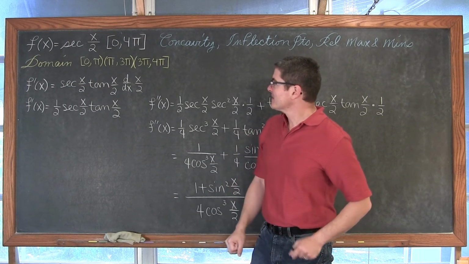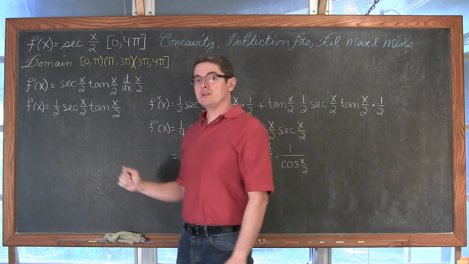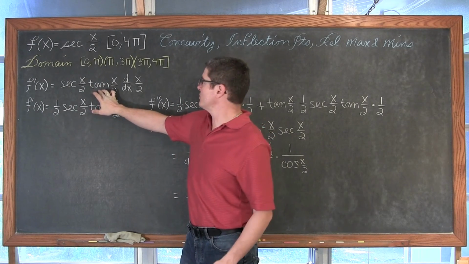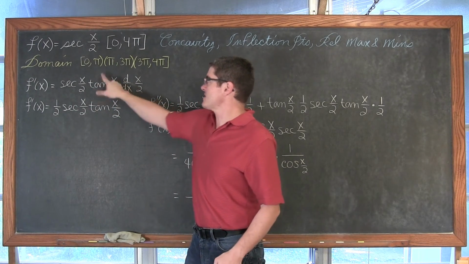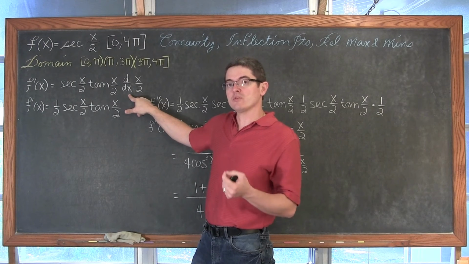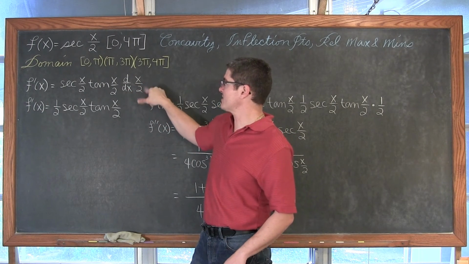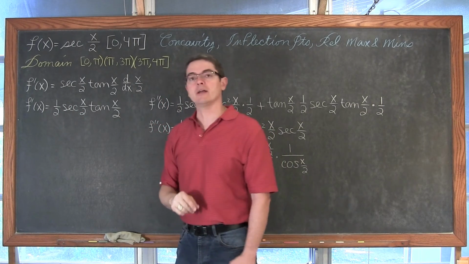Hope you got that. We just, of course, use the chain rule. The derivative of secant is secant tangent of x over 2. And then, because it's not just a simple x, I have to do the chain rule, the derivative of the inside function of x over 2. The derivative of 1/2 x, or x over 2, is equal to 1/2.